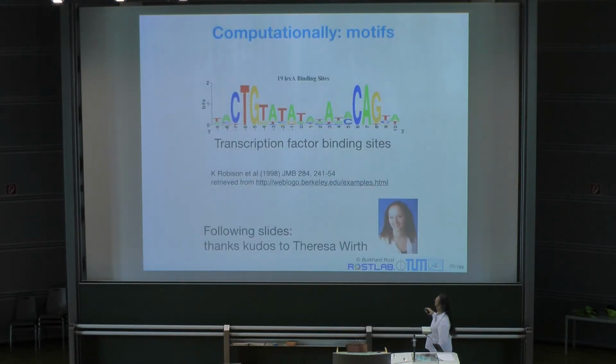Let me give you an example, and that slide comes from Teresa Wirth. Here is a transcription factor binding site. Transcription factors are the ones who decide how genes are transcribed on the genome. So that's why you see essentially only 4 letters, the nucleotides. On the genome, the transcription starts at position 0, and downstream and upstream you have a probability of observing certain nucleotides. The height of the letter is proportional to the probability of observing that letter at that position. And you see immediately, that's a profile.